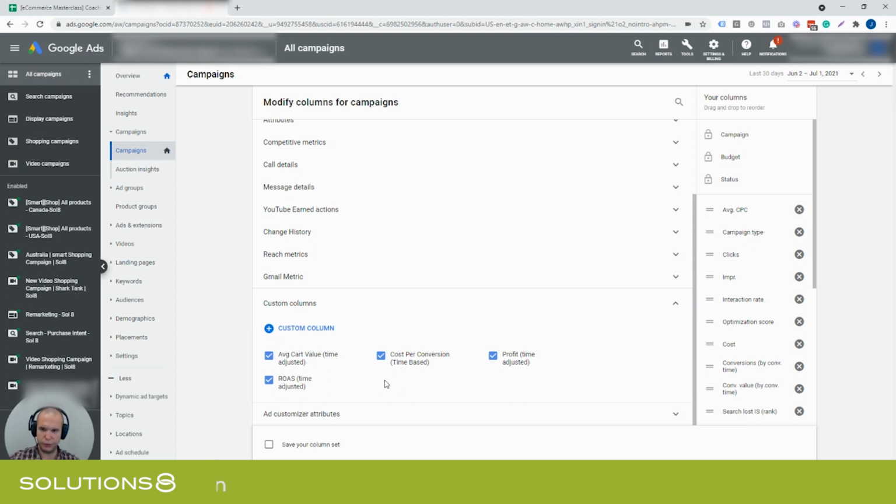So I'll give you reasons as to why I have these custom columns when I look at the campaign performance, so I can share with you here's what Google sees, what you see, and how you want to adjust your goals accordingly. So the first one you're going to see is average cart value time adjusted.